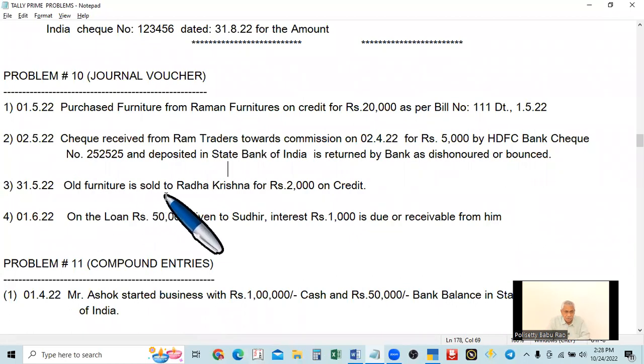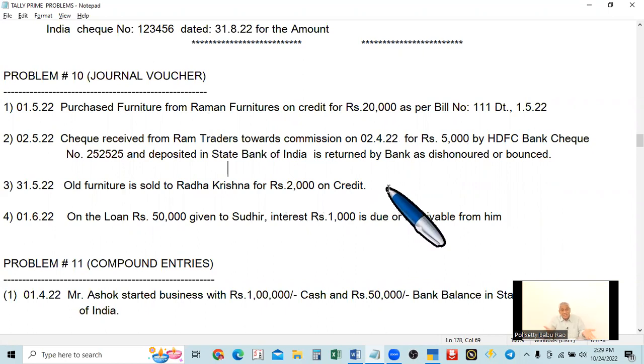Old furniture is sold to Radhakrishna for 2,000 rupees on credit. So some old furniture was there. Now we purchased new furniture. Here, see, on 1st May, we purchased furniture from Ram Furniture for 20,000. That's why some old furniture is not useful, so that old furniture is sold by us. That is sold to Radhakrishna on credit.